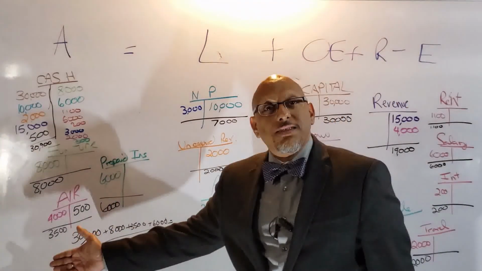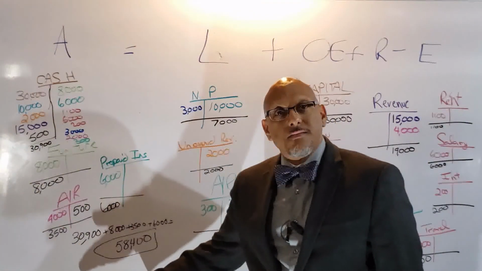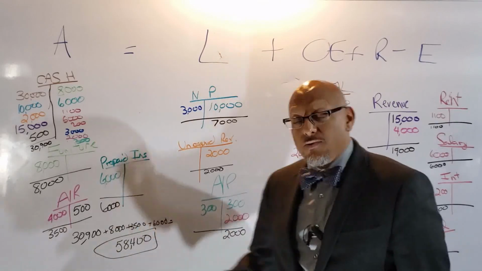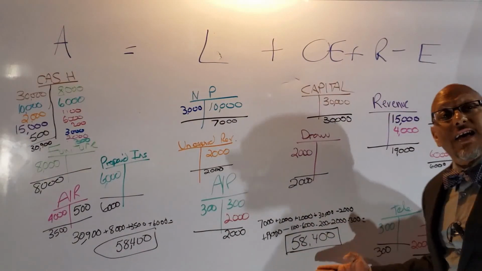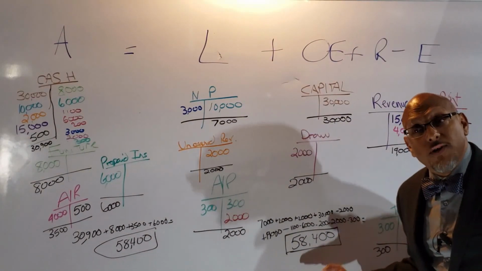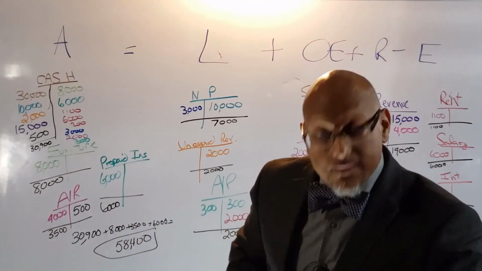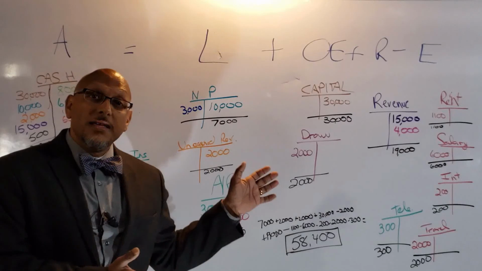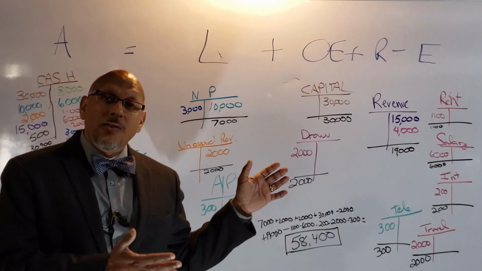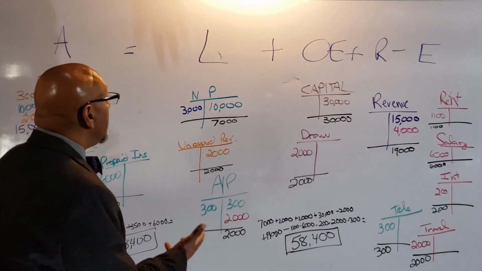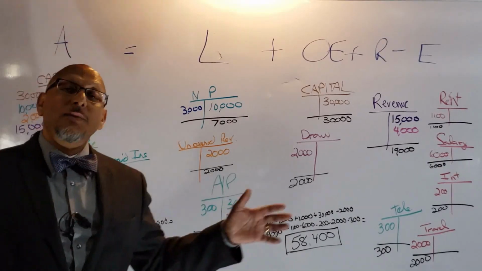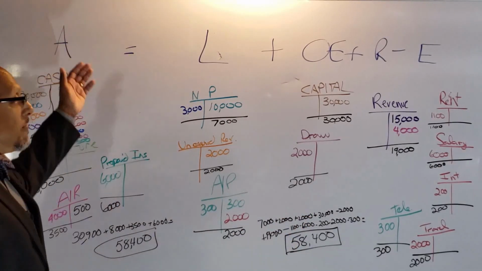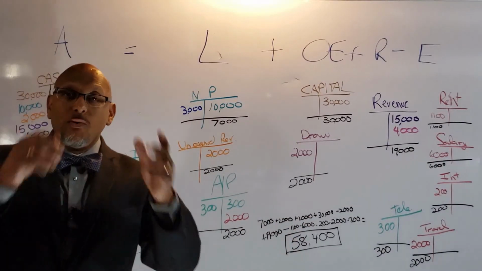What's the balance on the left side? 58,400. What's the balance on the right side? 58,400. Are we in balance? The question is, are we in balance? The answer is yes, and then we go boom. So, are we in balance? Yes. Boom!